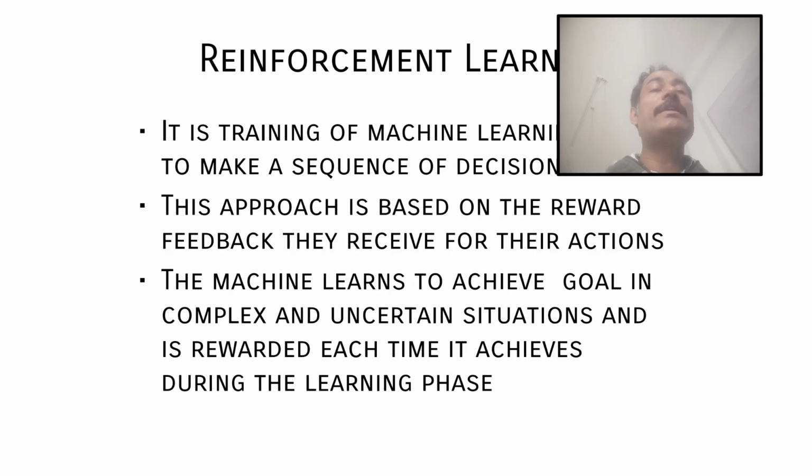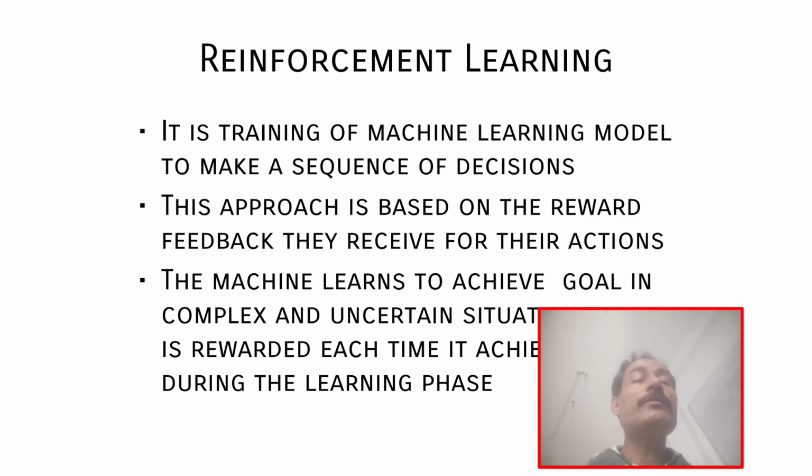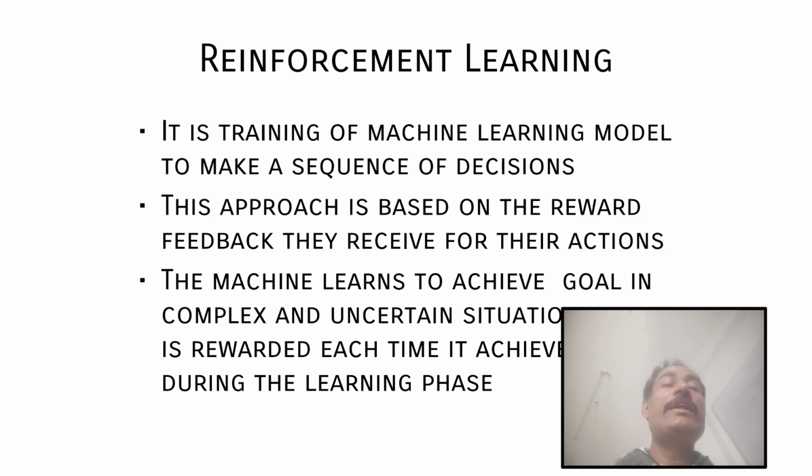And here is reinforcement learning, the training of a machine learning model to make a sequence of decisions. When you have to make huge decisions, reinforcement learning will be used. This approach is based on the reward feedback they receive for their actions.